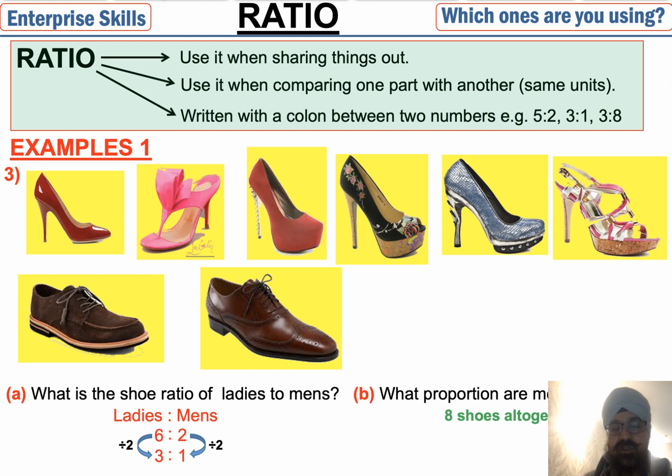Okay, what proportion are men's shoes? Okay, so how many men's shoes do you have? 8 shoes in total altogether. So you have 2, so it will be 2 out of 8, which can be simplified because 2 goes into 8 4 times. This becomes 1 over 4. So you're basically counting the number of shoes and dividing by the total number you have, and then you can simplify as you go along.